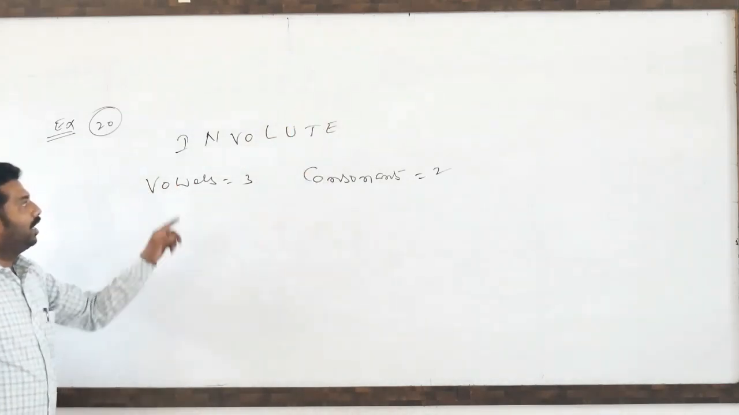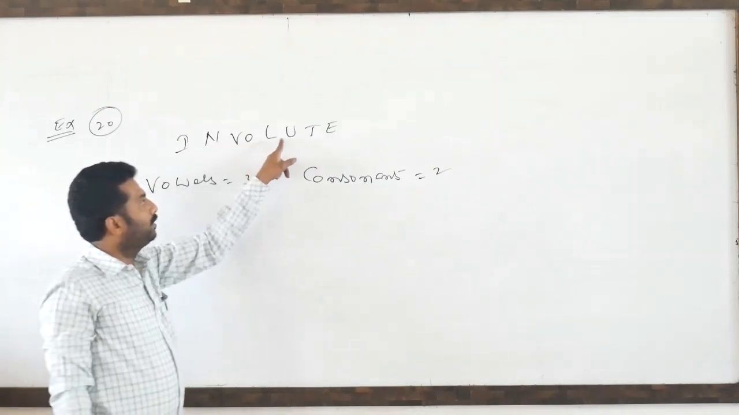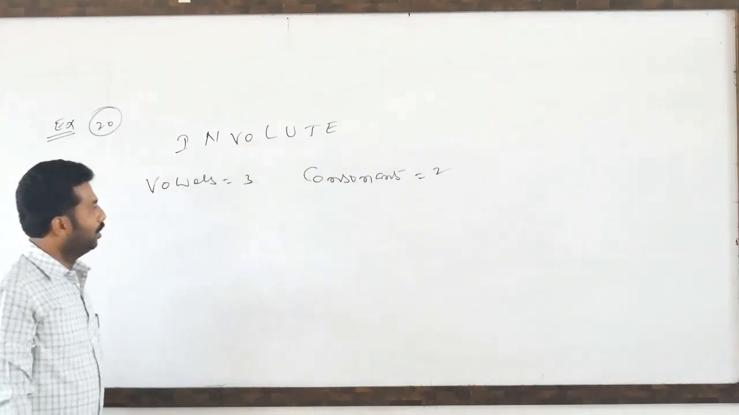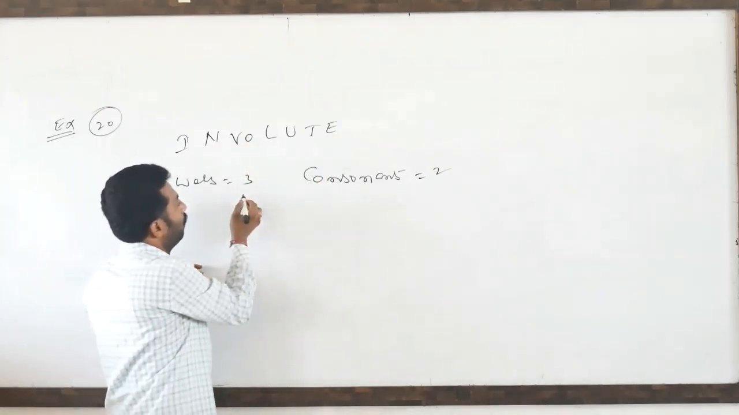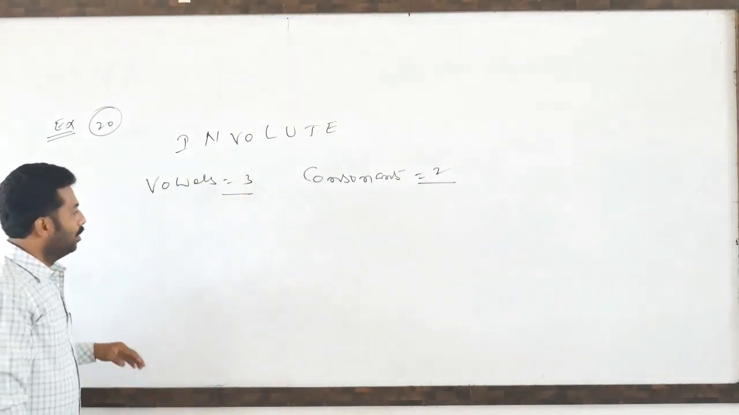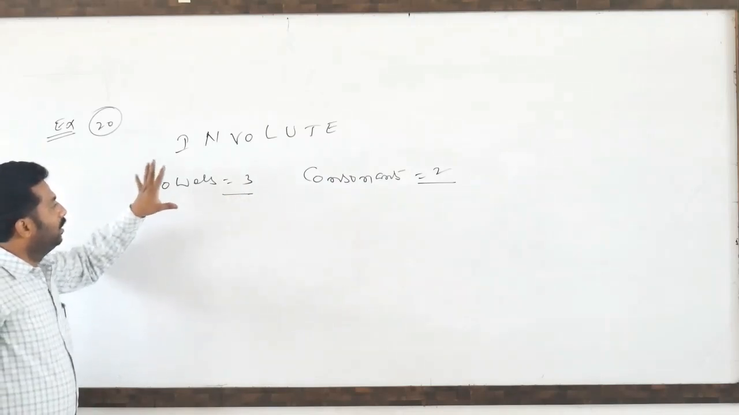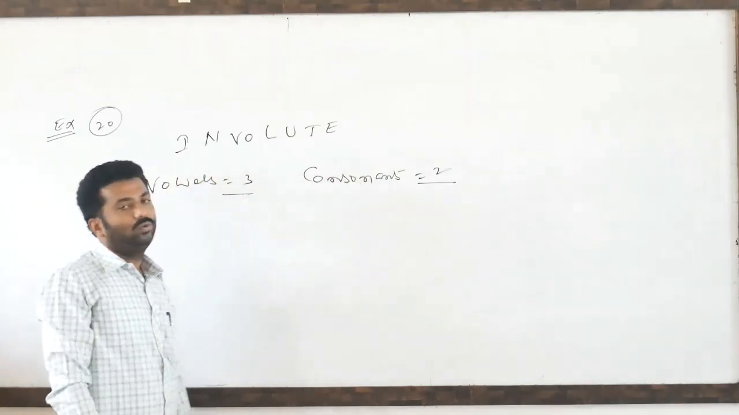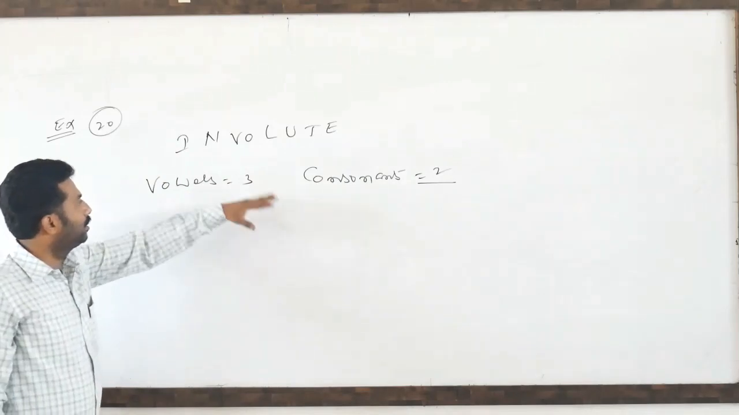So in total, how many letters are there? 1, 2, 3, 4, 5, 6, 7, 8 letters are there. So how many letter words do we have to form? 5 letter words, 3 plus 2. So in these 5 letter words, 3 vowels and 2 consonants should be there.